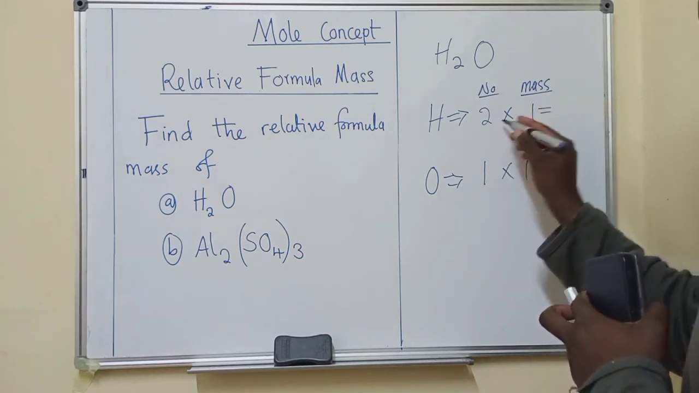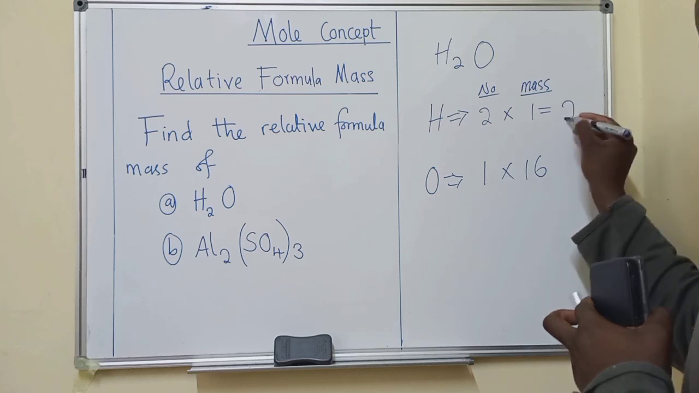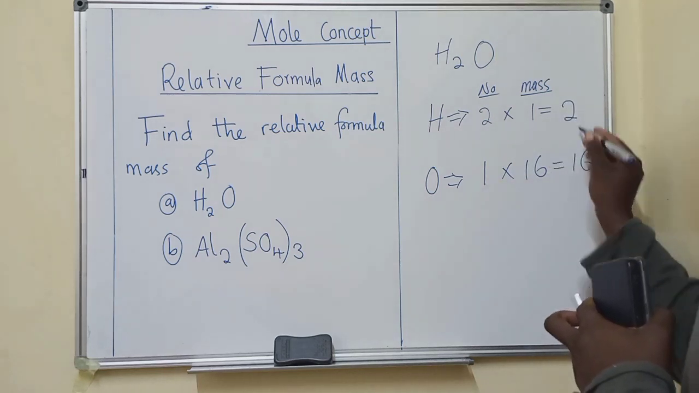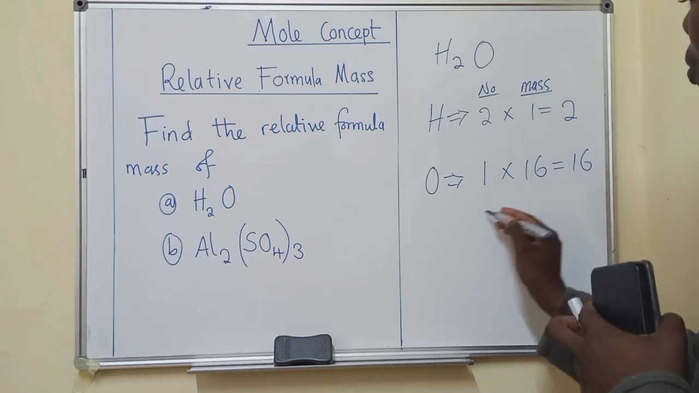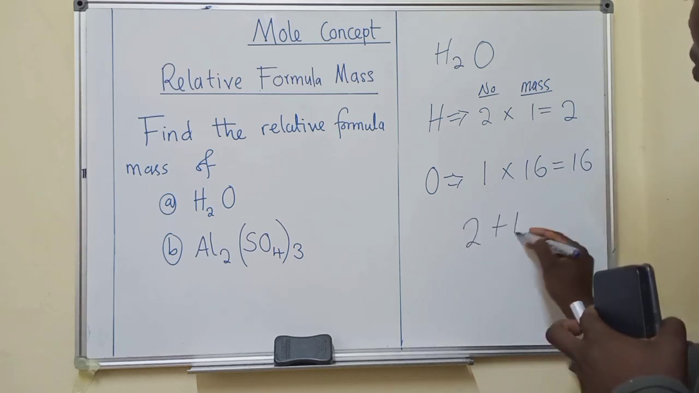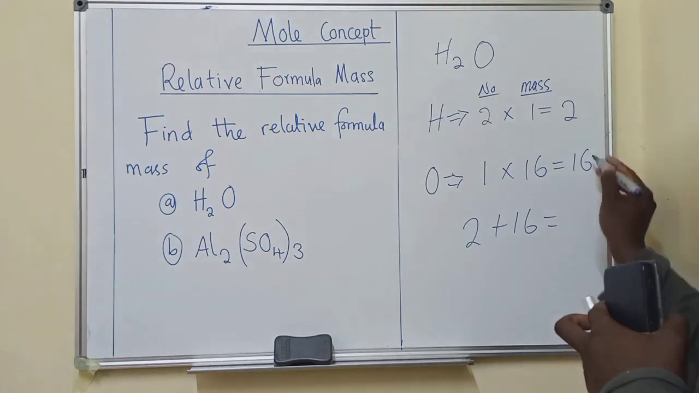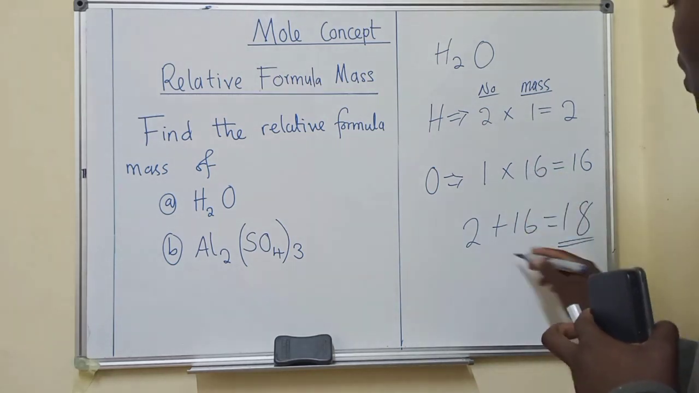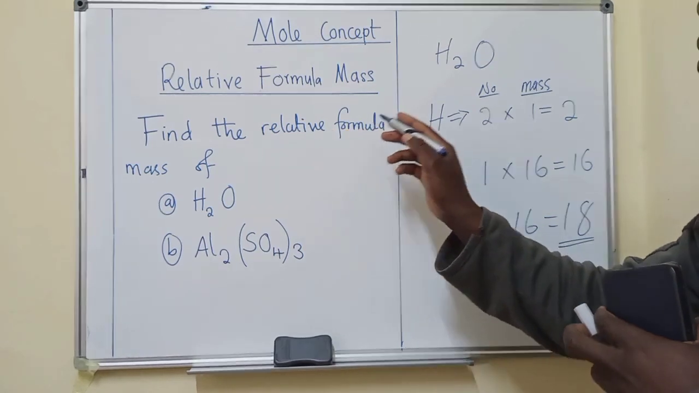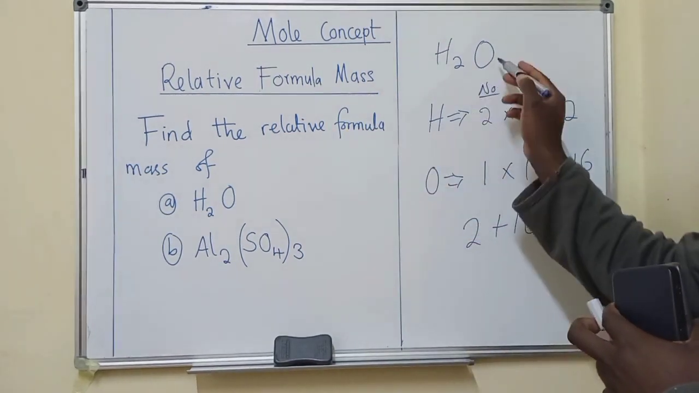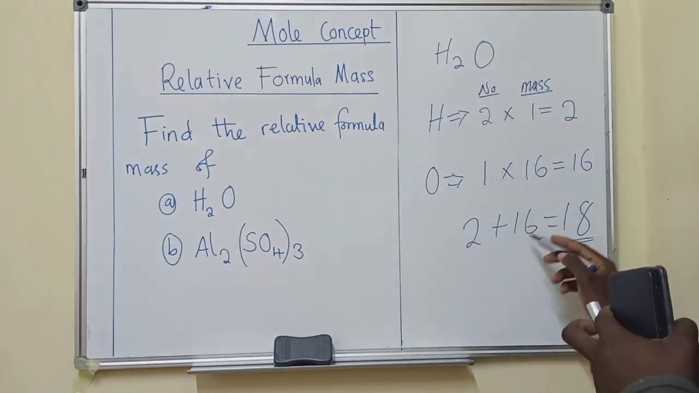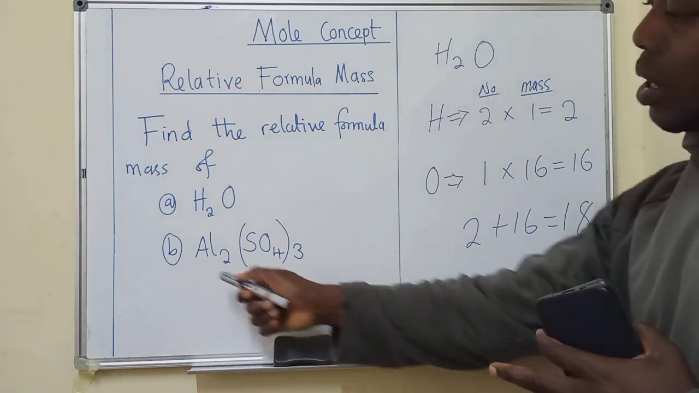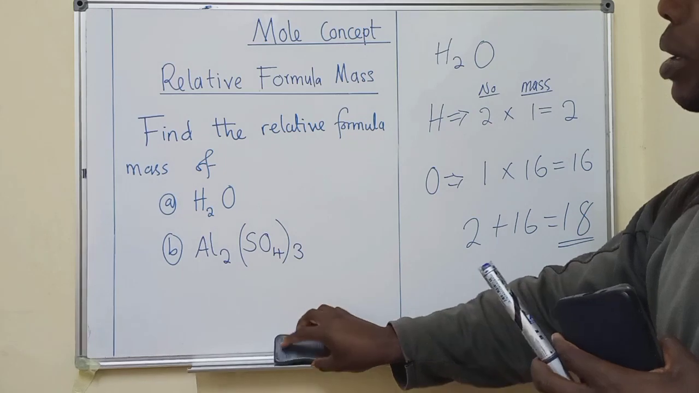So now you multiply 2 times 1, it's 2. 1 times 16 is 16. So now add these numbers. So it's 2 plus 16. What are we getting? We are getting 18. So we'll say the relative formula mass of water or H2O is 18. So we now try to answer question B.